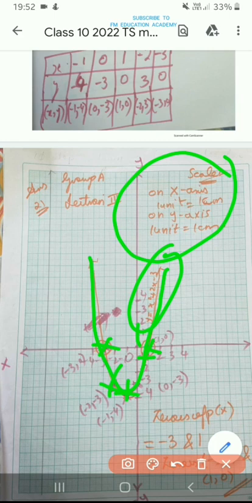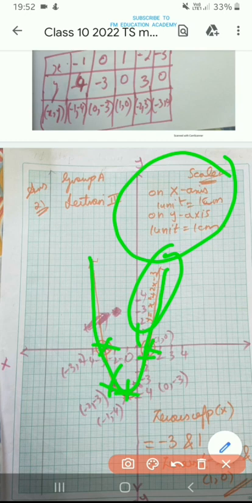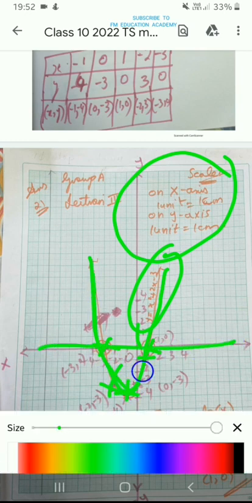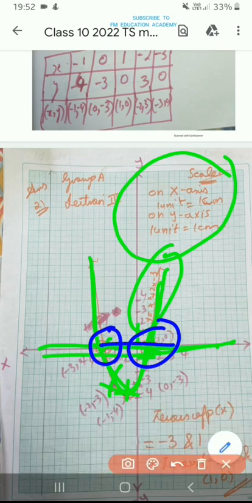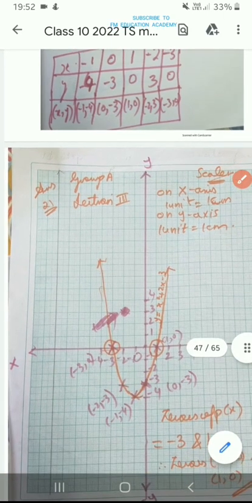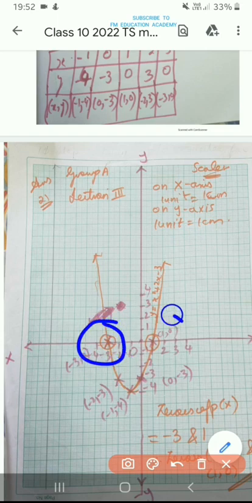And we observe that from the graph, we get the zeros of p of x. On the x-axis, the points where the graph touches the x-axis are called zeros. So from the graph I get to know that one point is minus 3 comma 0, another point is 1 comma 0. Okay, see, minus 3 comma 0 and 1 comma 0.